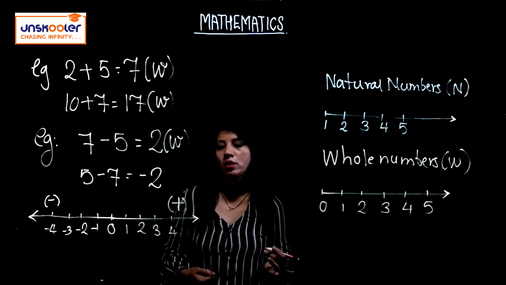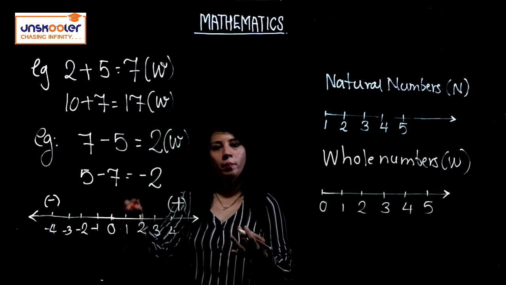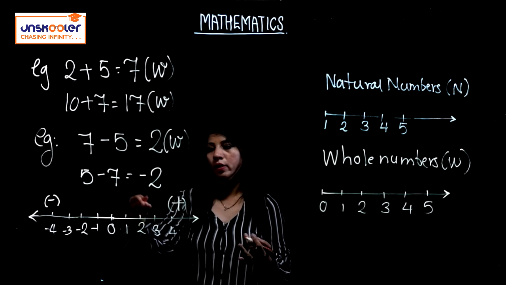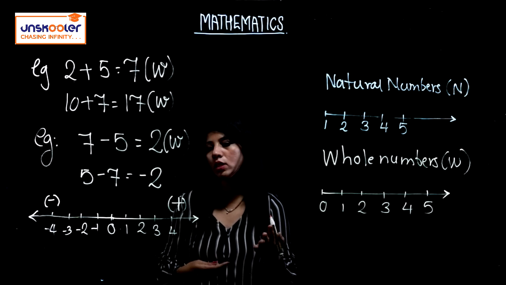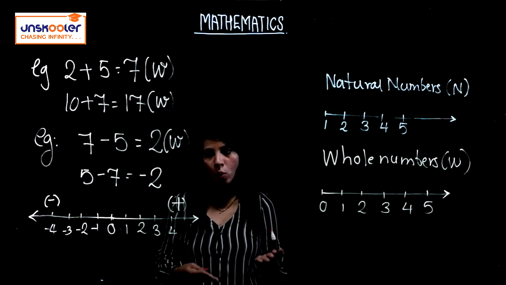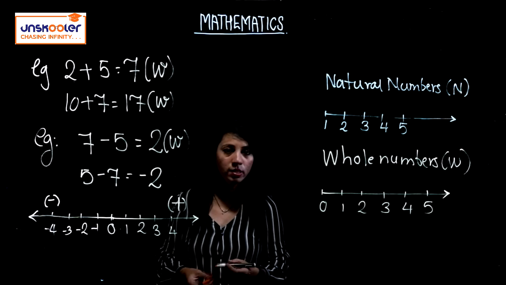So what are integers now? Integers is nothing but whole numbers and negative numbers. So how will you define integers? Integers are a set of whole numbers and negative numbers.